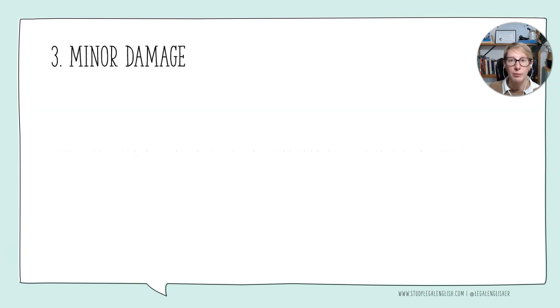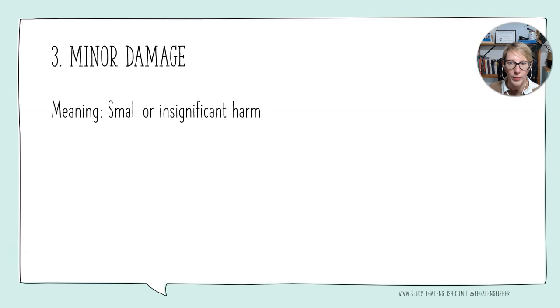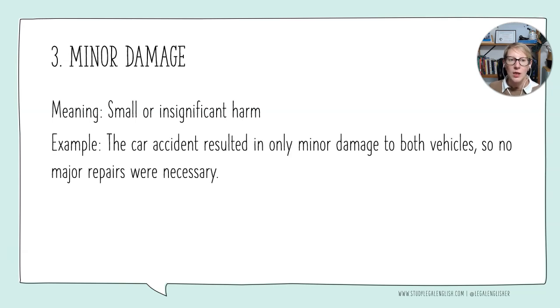All right, next one, minor damage. You probably understand what it means. It means small or insignificant harm. But are you using it? Because some people say small damage. There was small damage to the property. It's not really correct. It's not what we would usually say. So an example sentence is, the car accident resulted in only minor damage to both vehicles, so no major repairs were necessary. Minor damage.